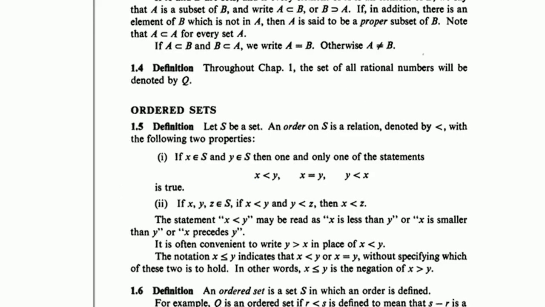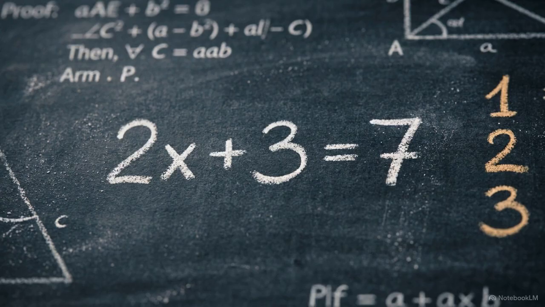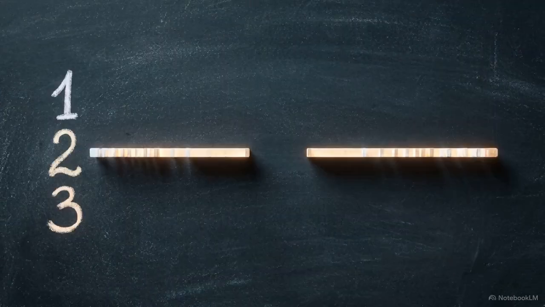Next, an ordered set allows us to definitively rank elements. Definition 1.5 states that for any two numbers x and y, only one of three statements is true. x is less than y, x equals y, or y is less than x. The rational numbers form an ordered field. You can do algebra and you can rank the results, but being an ordered field is not enough to prevent the gaps we discovered in the previous scene.